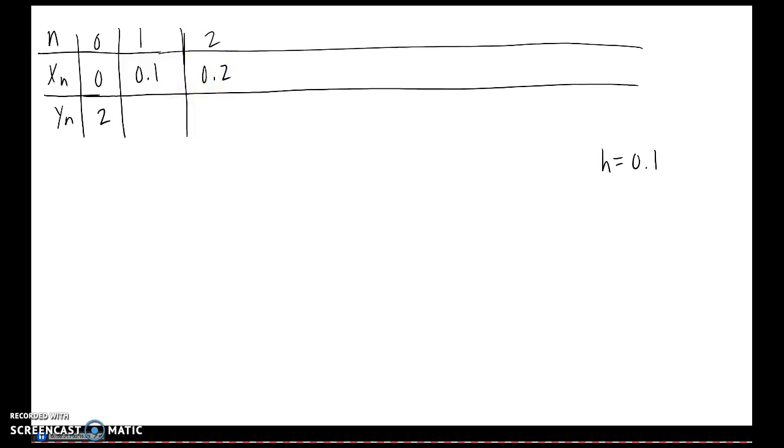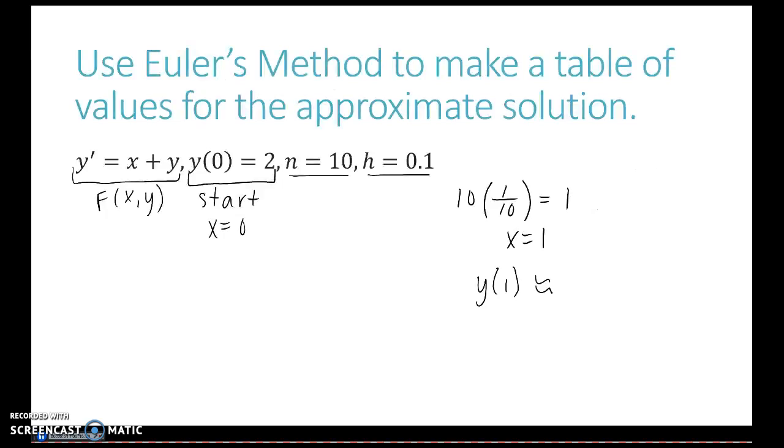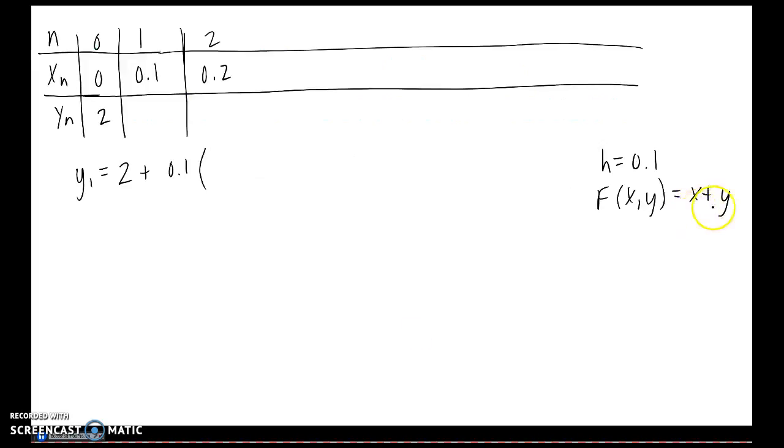They're the easy ones. So my y value, y sub 1, comes from the y coordinate of the starting point plus h times the value of the derivative. So my derivative was x plus y. All right, so plugging in 0 plus 2, that would give me the value of my derivative at the point 0, 2 is 2. So 2 plus 0.2, so my y coordinate would be 2.2.